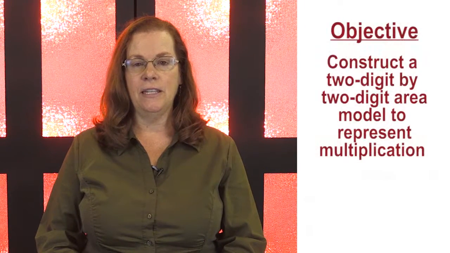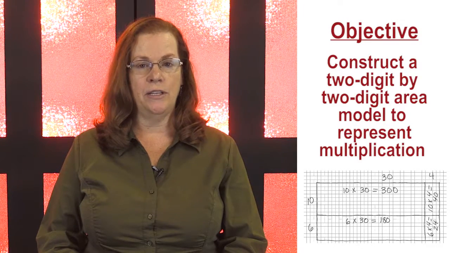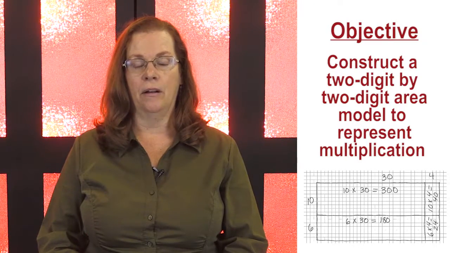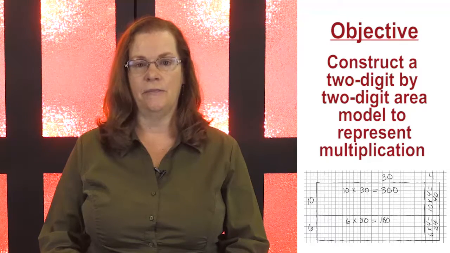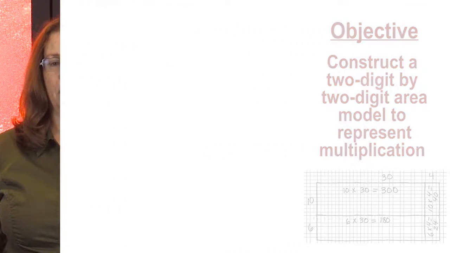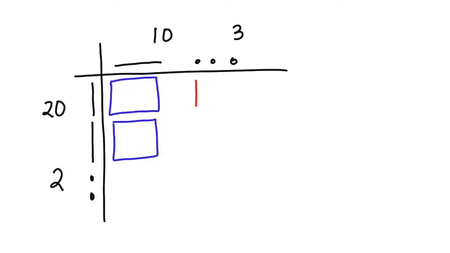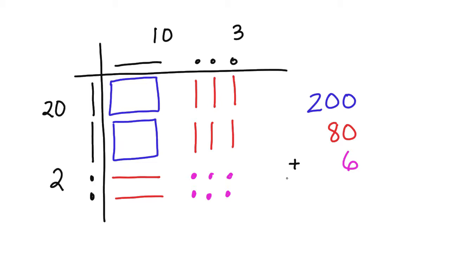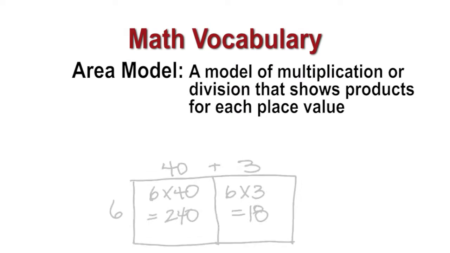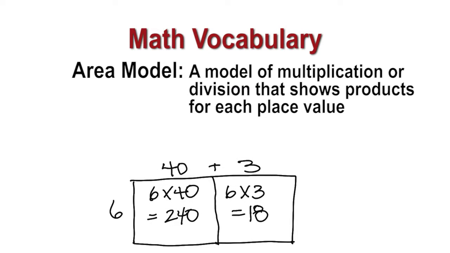The objective of this lesson is to construct a 2-digit by 2-digit area model to represent multiplication. Prior to this lesson, students have practiced representing 2-digit by 2-digit multiplication by drawing an array using the box line dot method to show partial products. An area model shows the decomposed factors and products for each place value.